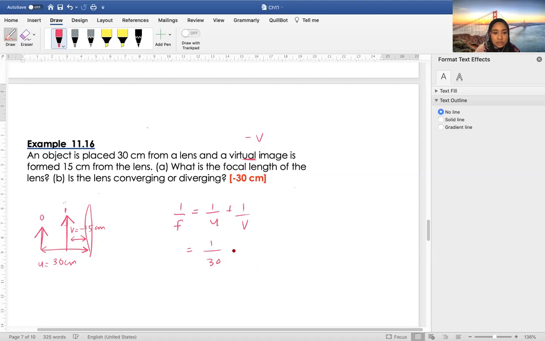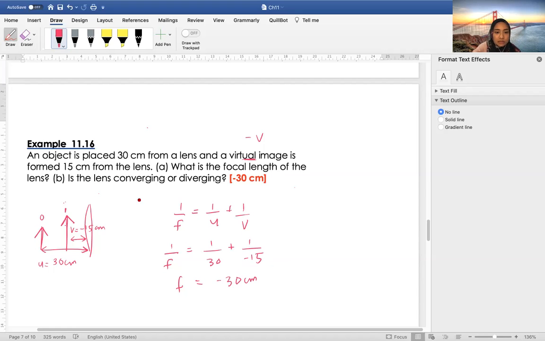1 over 30, 1 plus 1 over minus 15, 1 over F. So I will get an F that is negative. I think I've done this one, 16. Yeah, the answer is negative 30. Okay, so use your calculator correctly, should be no problem.